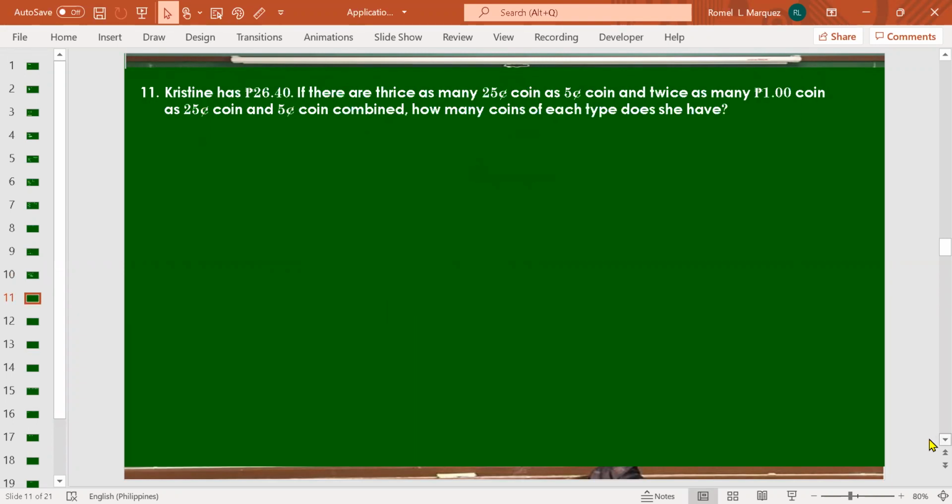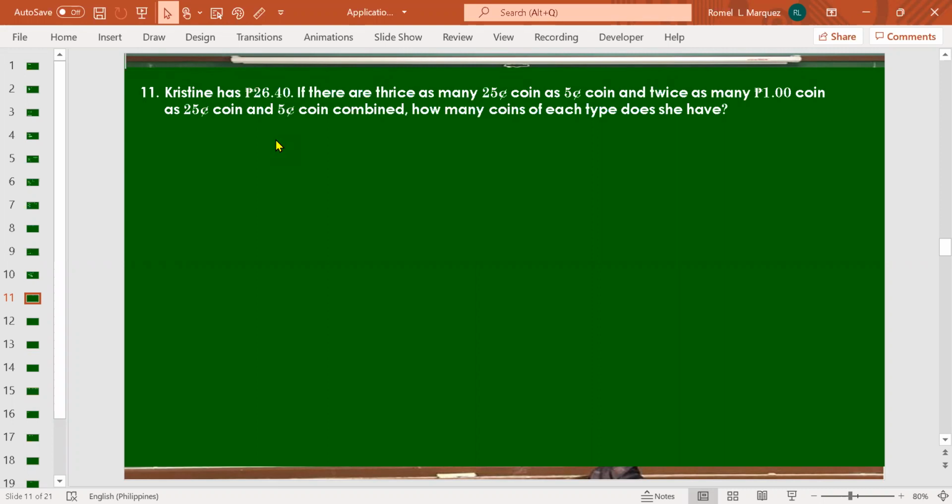Okay, next. No reply. Another problem about coins. Christine has 26.40 pesos. If there are thrice as many 25 centavo coins as 5 centavo coins, and twice as many 1 peso coins as 25 centavo and 5 centavo coins combined.